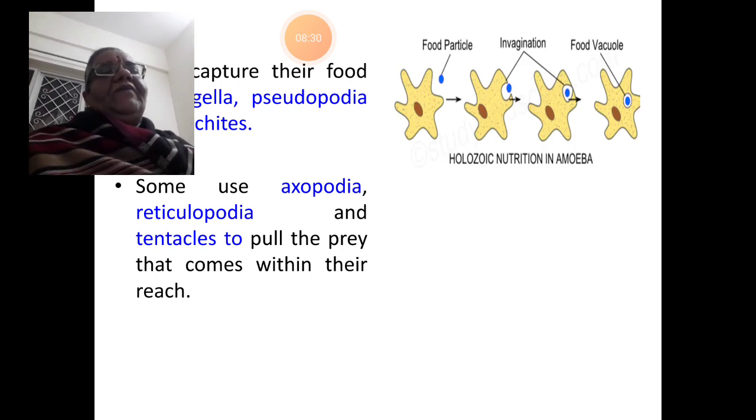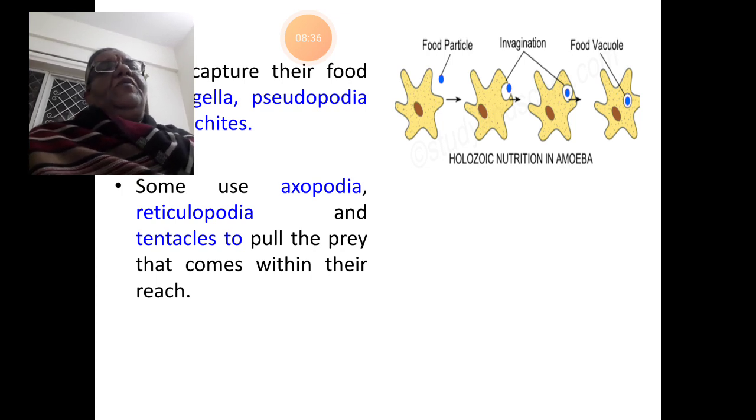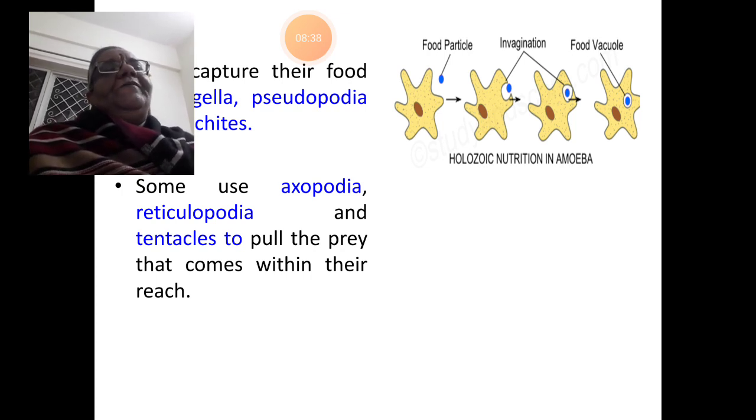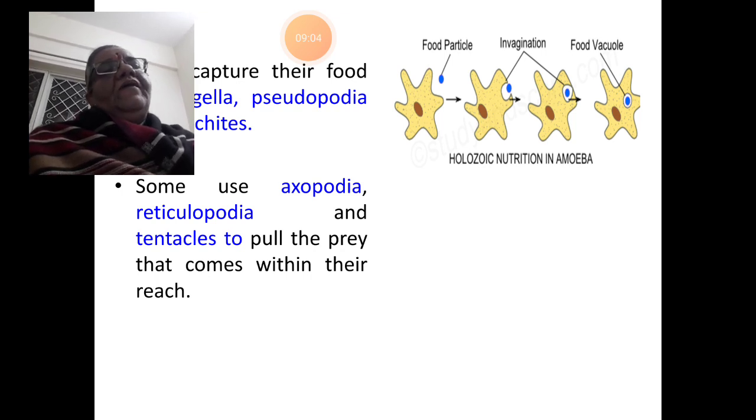And then here in the diagram you can see the holozoic nutrition in amoeba. The blue one is the food particle which has to be taken inside the body of the amoeba, for which you can see in the second diagram the plasma membrane forms a sort of cup-like structure through the process of invagination, and in this invagination vacuole the food particle enters, and in the third diagram the food particle has been engulfed and taken inside, right?